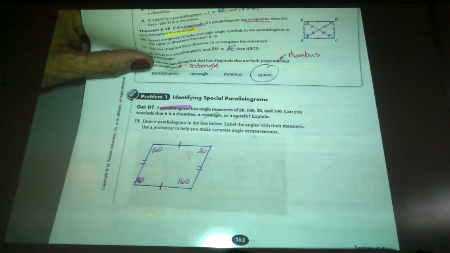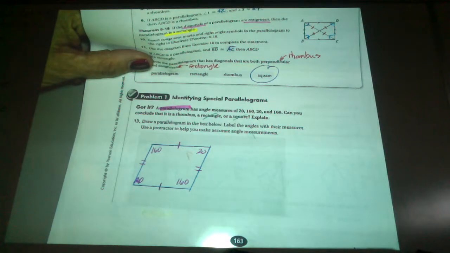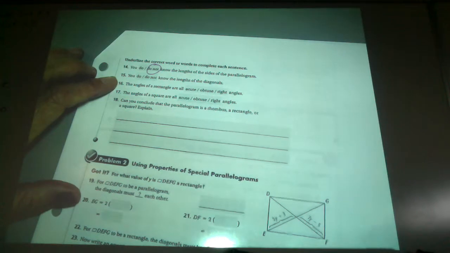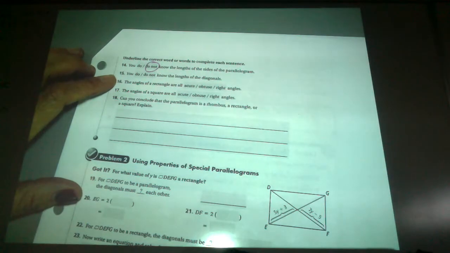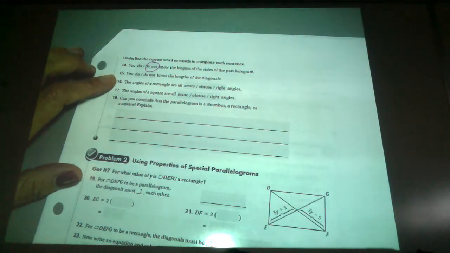And I know that the diagonals do what in a parallelogram? Bisect each other. That's nothing to do with the rhombus. Okay? So number 15, you do or do not know the lengths of the diagonals. Do I know the lengths of the diagonals? I do not.